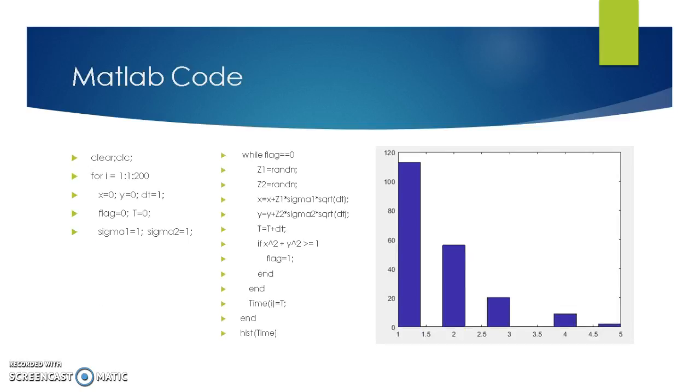Now here's our actual MATLAB code, and here's our result showing a histogram that has a logarithmic distribution and seems like it has a mean around 2.